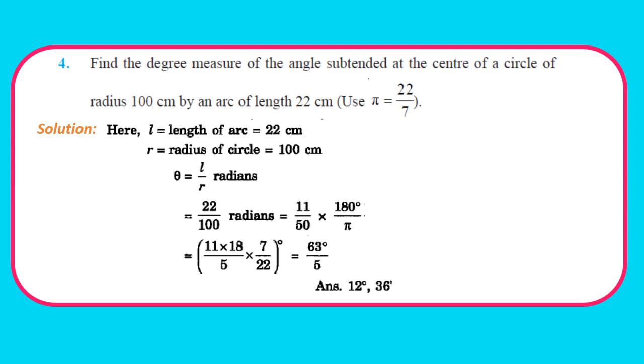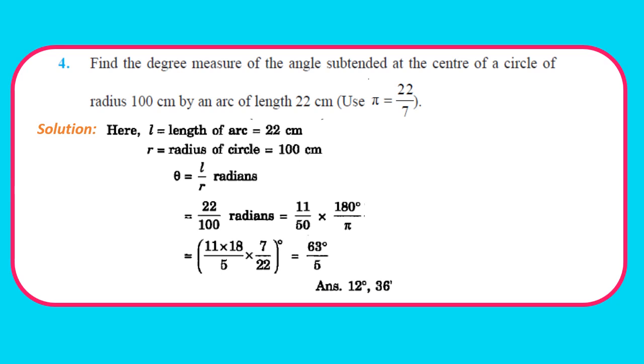Now the length of the arc L is equal to 22. Radius is given to be 100. So we have the relation L equals r theta. So we get theta is equal to L upon r radians. Remember that this angle will be in radian. So L equals 22 and r equals 100, so 22 upon 100 radians, which is 11 upon 50. And to convert radian into degree we multiply by 180 upon pi.